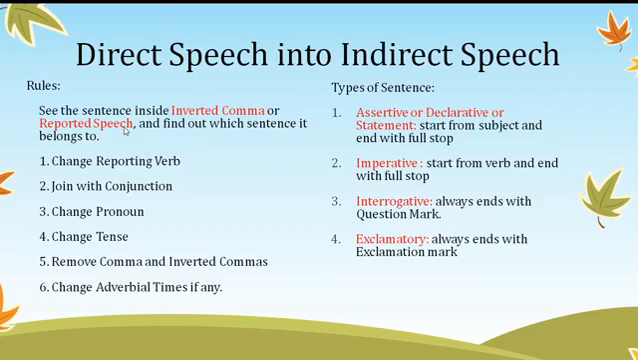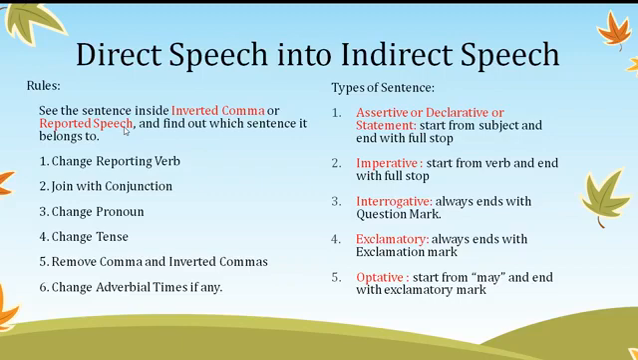Number 4, exclamatory sentence. It always ends with an exclamation mark. You already know the exclamation mark. A sentence that always ends with an exclamation mark is called an exclamatory sentence. Number 5, optative sentence. It starts with may and ends with an exclamation mark. So there are 5 types of sentence.